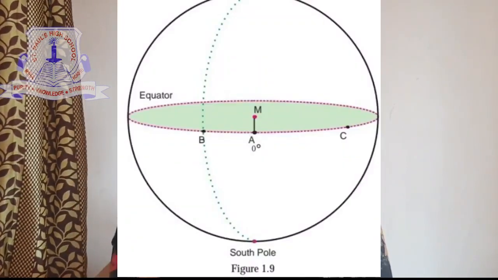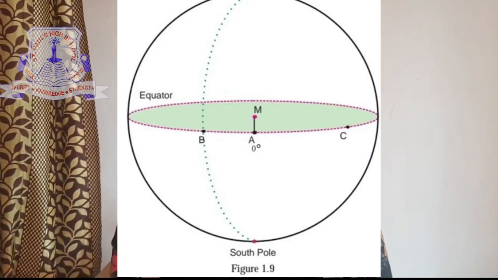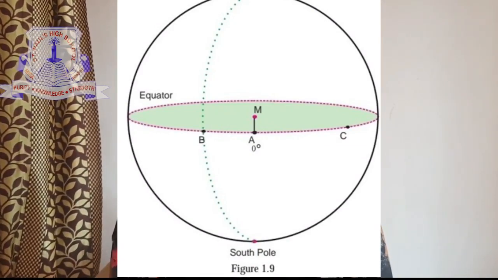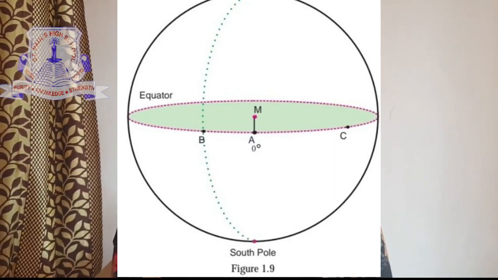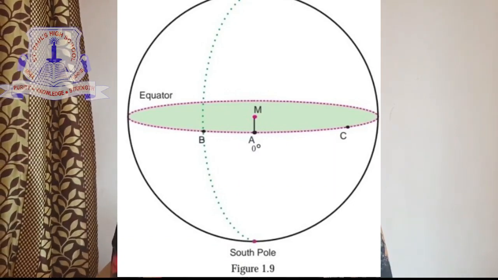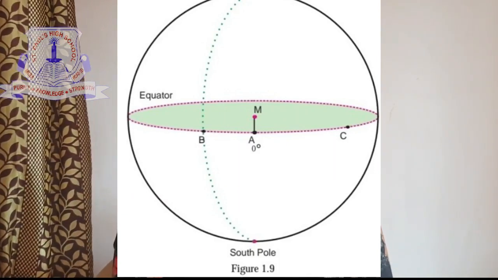Moving further in this chapter, I would like you to take a paper and pencil again and try to draw the following diagram, which will be shown on the screen right now. You see this figure on the screen, figure number 1.9. Use the figure 1.9 and do the following as I am instructing now.